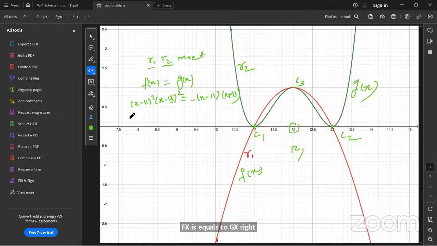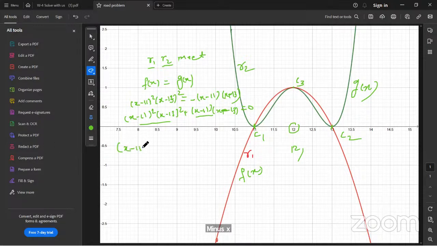So what will it be? (x minus 11) square times (x minus 13) plus (x minus 13) square times (x minus 11) equal to 0. Take (x minus 11)(x minus 13) common. So what will you get? (x minus 11)(x minus 13) times [(x minus 11) plus (x minus 13) plus 30]... equal to 0.